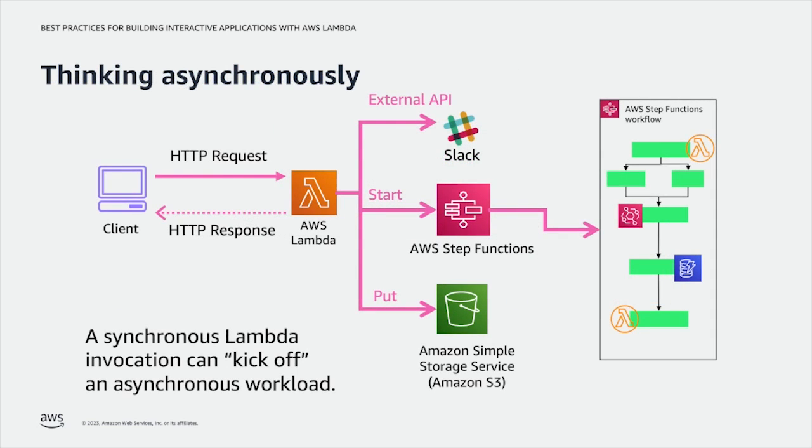Now, it's probably worth mentioning that a synchronous Lambda invocation can still kick off multiple other asynchronous backend workloads. So for example, I can invoke my Lambda function synchronously using something like API Gateway, and that Lambda function might then send a message on to an external service such as Slack, or it might invoke a Step Functions workflow and not hang around to hear the response back from that workflow. It might put something on an S3 bucket without waiting to see the result. So you can mix and merge these different workload types, of course.